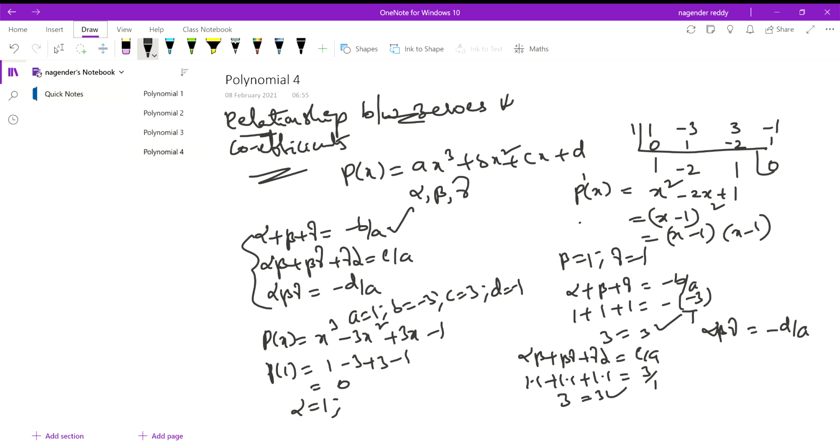Right. Now let us go for alpha beta gamma equals minus d by a. Alpha beta gamma, 1 into 1 into 1, equals minus of the d value. How much is the d value here? The d value is minus 1. Yes, minus 1, so all is 1 and 1. It's clear. This is also verified. So in this way we can verify this relation between the zeros and coefficients.